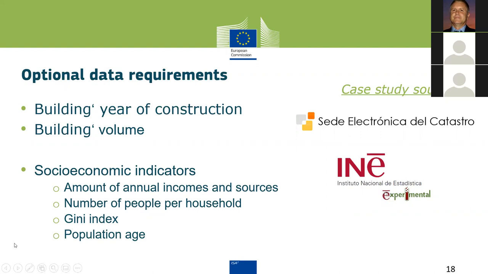So here we have the year of construction of buildings, the building volumes, which are also obtained in the National Cadastre, and the socioeconomic indicators, which are obtained from the experimental statistics of the National Statistics Institute of Spain, which gives us the amount of annual incomes and sources, so pensions, salaries, these kinds of things, and the average number of people per household, the Gini index, which is a relation between minimum and maximum annual incomes, and the population age. Go on to the next slide.